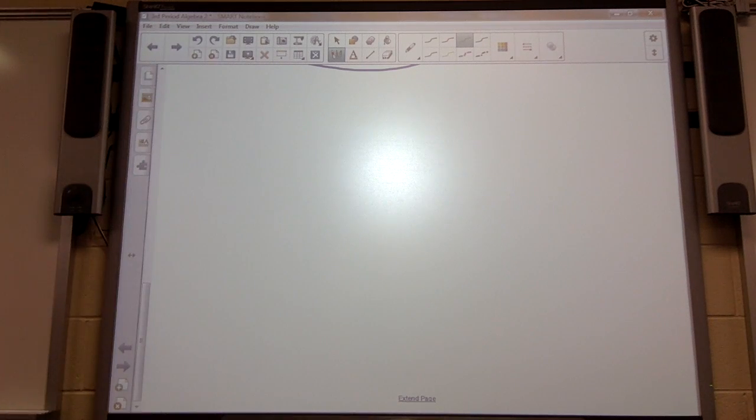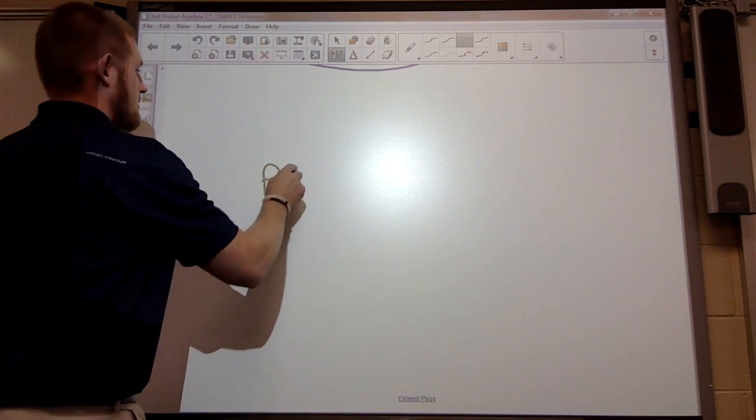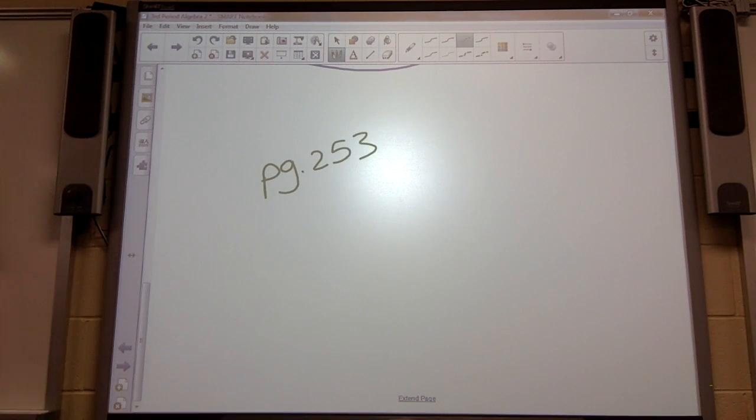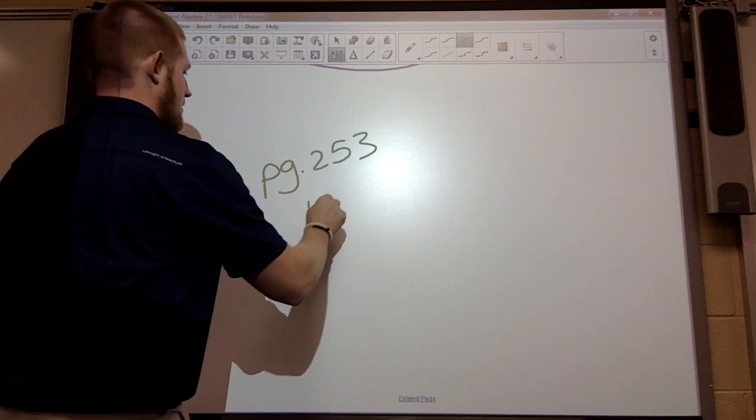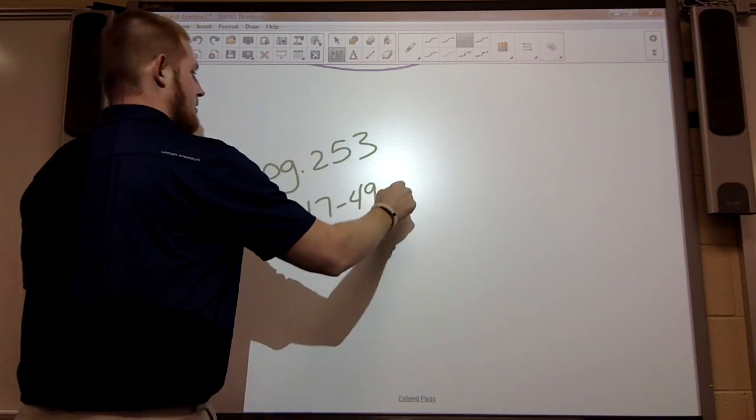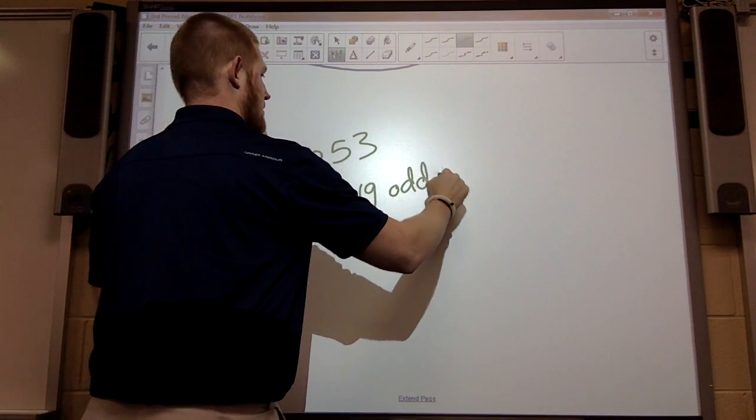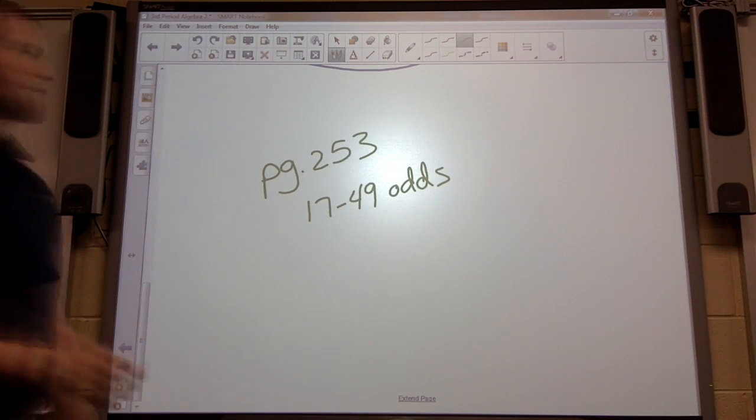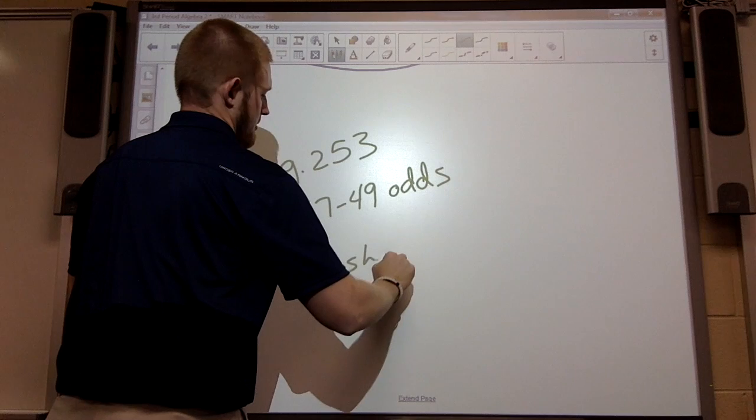On page 253, we need to do 17 through 49 odds. This will take 2 sheets of graph paper.